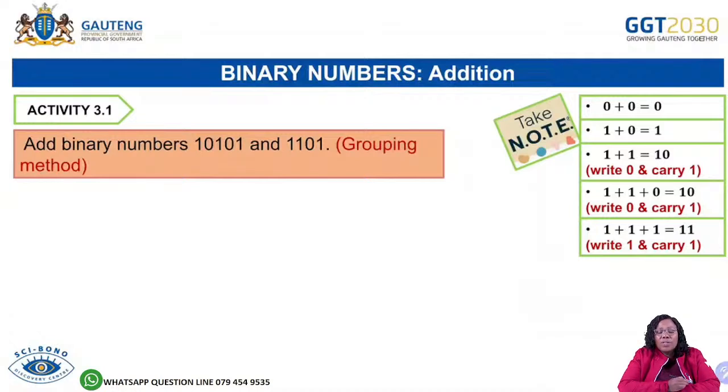So now there are rules that we are following. Please take note that if you add a 0 to 0 in binary, your answer will be 0. If you add binary 1 to 0, your answer will be 1.